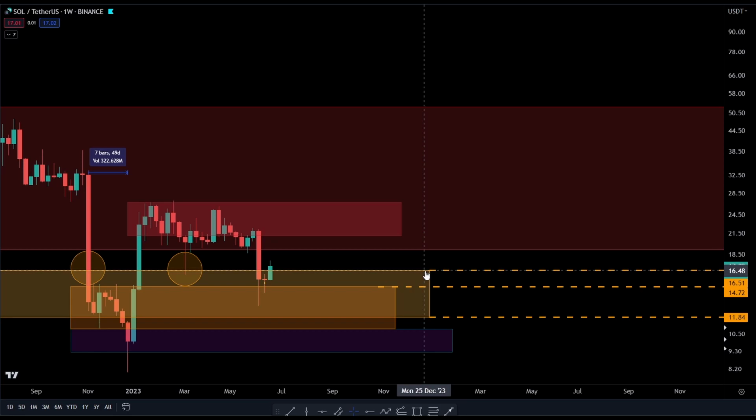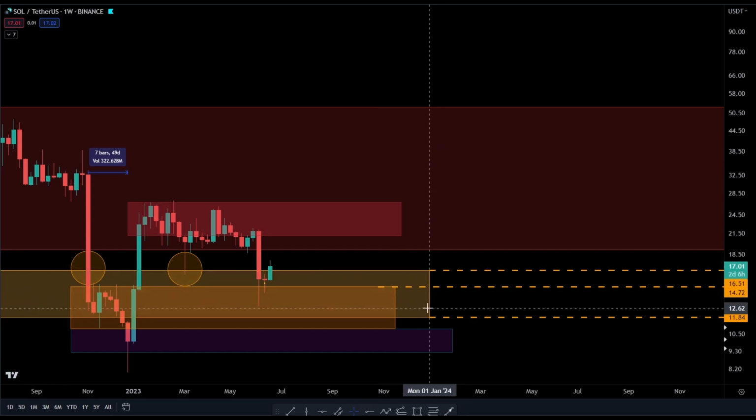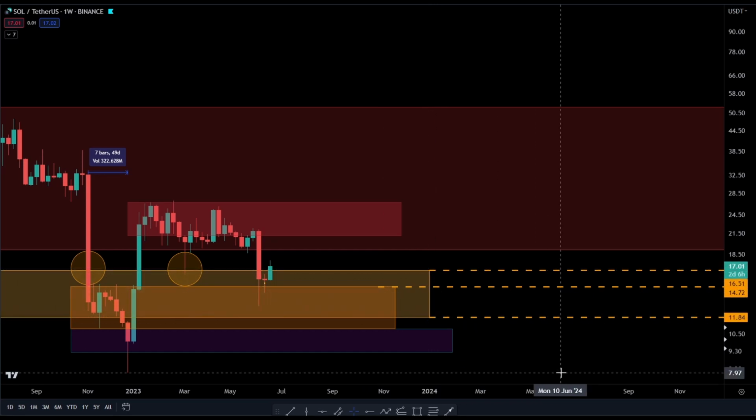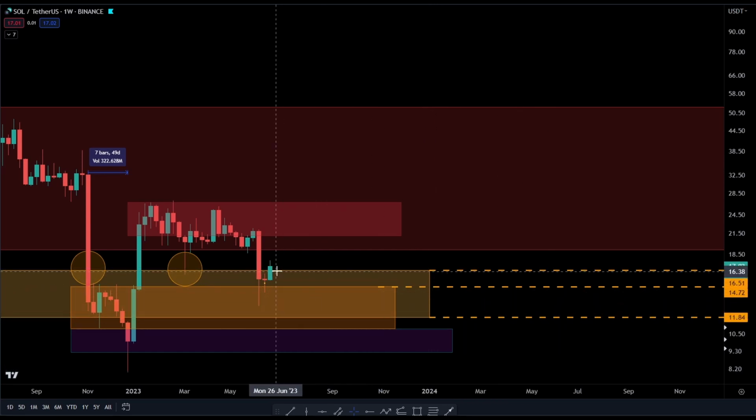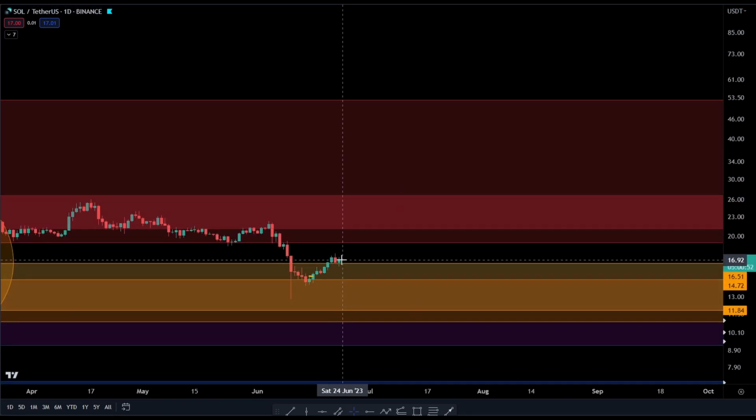So the top of the orange box is at approximately 1651, the top of the inner orange box at 1472, and the bottom of this outer box at 1184. So we can see the body of the candle is just above here, and it's spending some time there. If we switch to the daily, it may be trying to base here before rallying up.